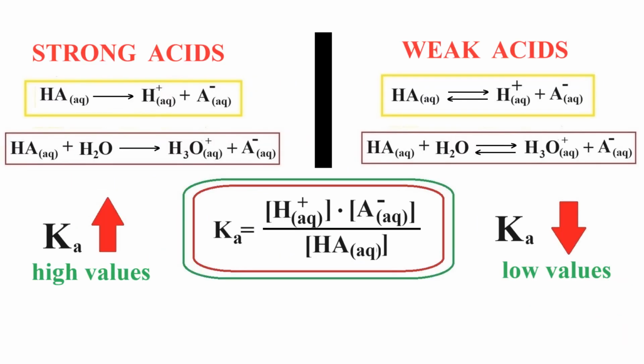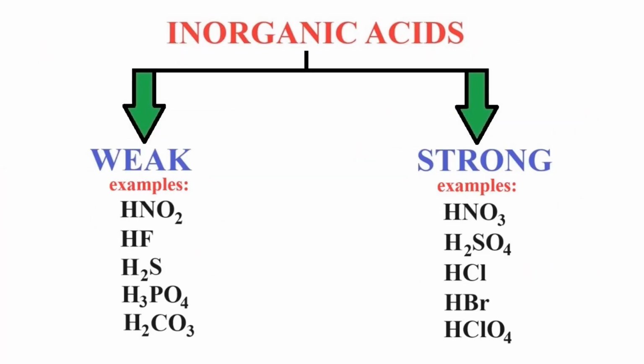What determines the strength of an acid? The strength of the acid is determined by the dissociation constant Ka. The higher this constant, the stronger the acid. We will talk about the constant and degree of dissociation soon in the next lessons. As you can see, I am showing you examples of weak and strong acids. If I were to be more precise with this division, I would include very weak acids, strong acids, and very strong so-called superacids.